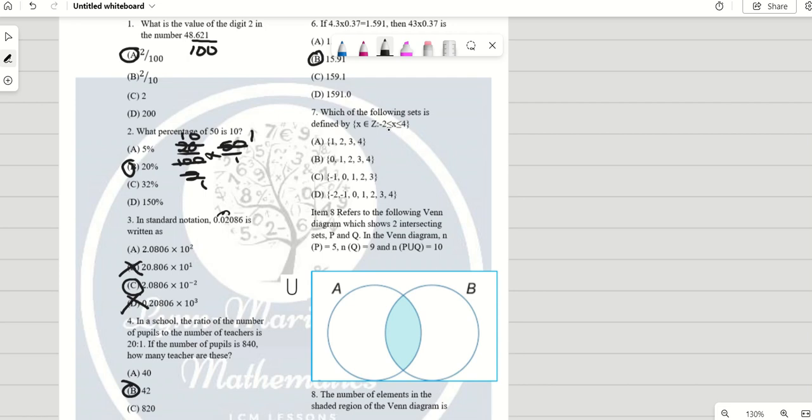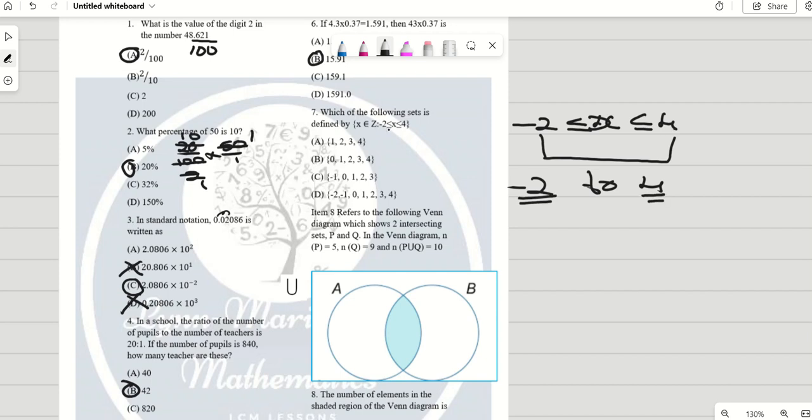Right. This question, which of the following sets is defined by this one? I told you guys, when you see an inequality like this, minus 2 ≤ x ≤ 4, take the first digit, that's minus 2. It's from minus 2 to 4. That is basically the range. You're taking the two digits, minus 4 to 2. Do we include negative 2 and negative 4? We do, because if we look at the inequality sign, they say equal to. So we are including 2 and we are including 4. So anything that does not have negative 2 will not be the answer. So basically, D is your answer.